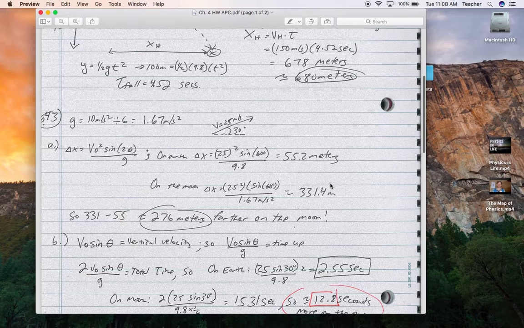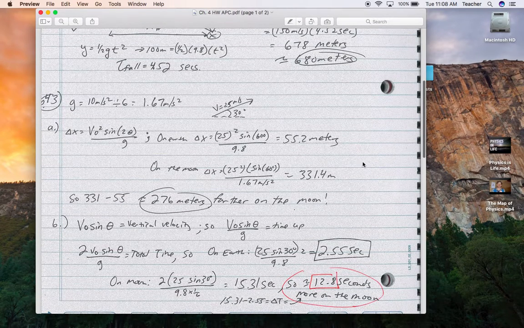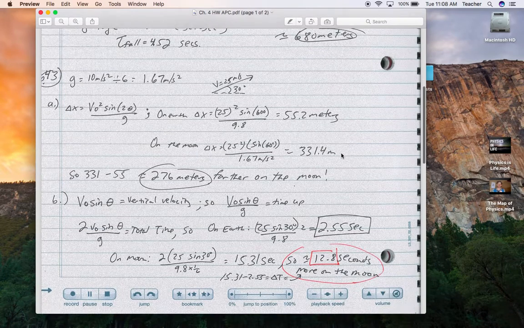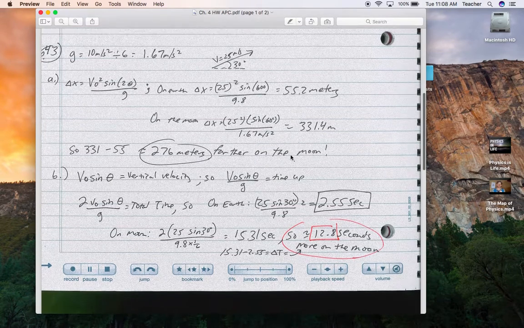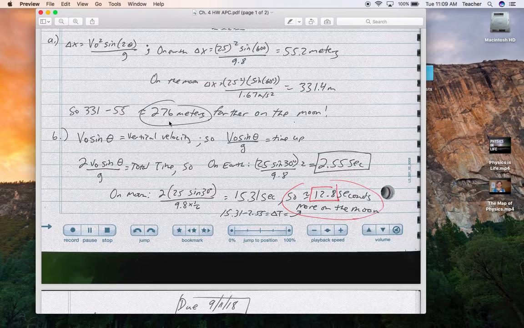For number 3, the key thing with this, and this is basically a golf ball hit on the moon versus Earth, I used the range equation to think about it. So essentially, what we're doing is looking at the initial velocity squared times the sine of twice the angle, that should be 60 degrees, divided by g. That gave me 55.2 meters. The same speed is going to result in this going 6 times as far, since the moon's gravitational field is about 1/6 as much. I could have just multiplied this by 6, but I did show you the math in there. So the additional distance was 276 meters.